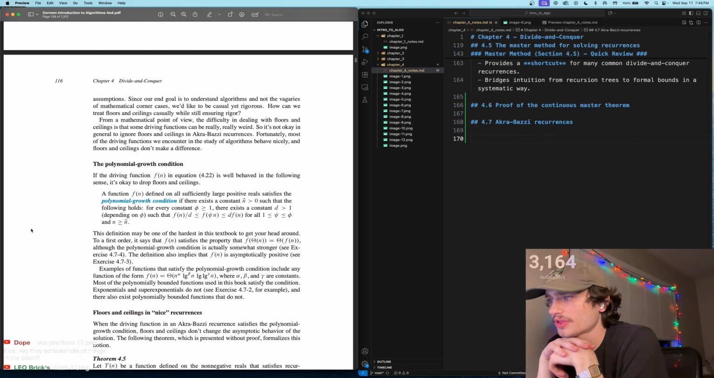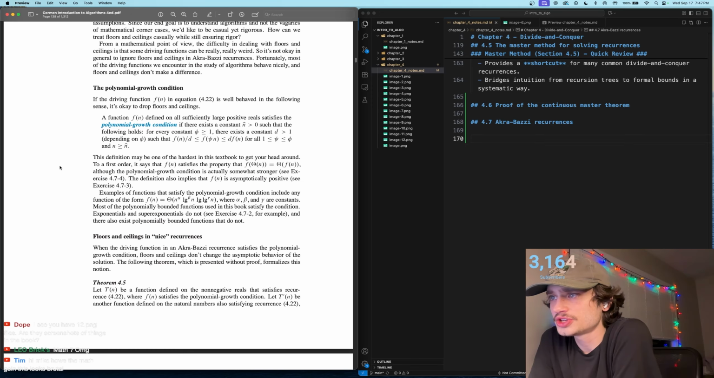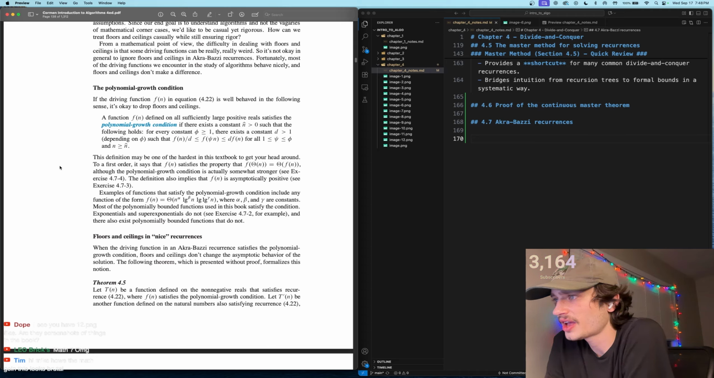This definition may be one of the hardest in this textbook to get your head around. To a first order, it says that f of n satisfies the property that f of theta of n is equal to big theta of f of n. Although the polynomial growth condition is actually somewhat stronger, see exercise 4.7-4, the definition also implies that f of n is asymptotically positive, see exercise 4.7-3. Examples of functions that satisfy the polynomial growth condition include any of the functions of the form f of n is equal to big theta of that expression, where alpha, beta, and gamma are constants.